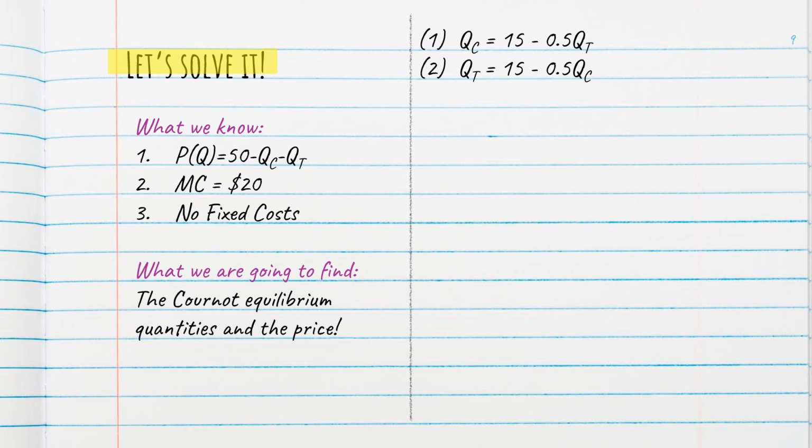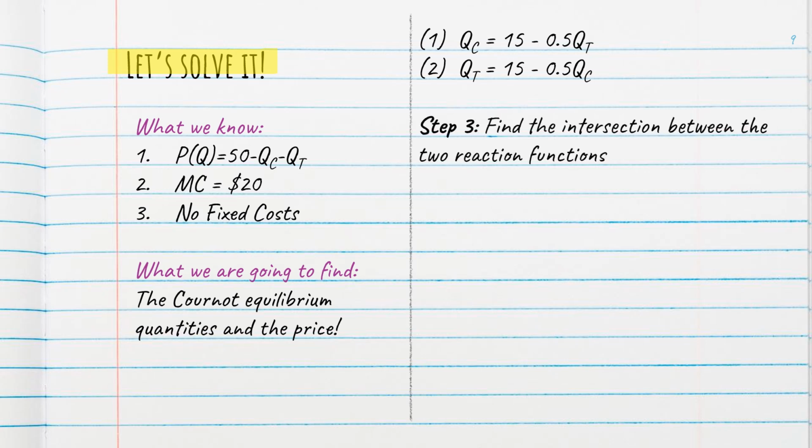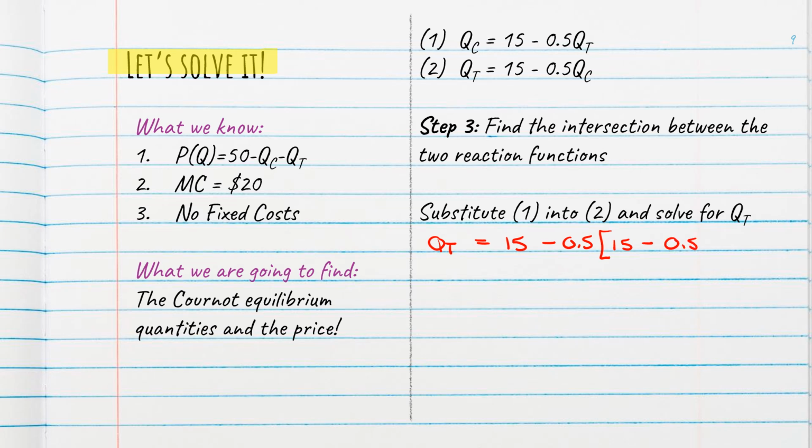Now that we have our two reaction functions, we can remind ourselves that the equilibrium has to lie on both reaction functions, which means it must be at the intersection between these two reaction functions. How do I find the intersection between these two reaction functions? I really just have to solve this system of two equations and two unknowns. There's more than one way you can do it. I'm going to solve by substitution. So I'm going to substitute equation 1 into equation 2. That allows me to eliminate QC and solve for QT. So I have QT is equal to 15 minus 0.5, and in place of QC, I put what I know about it, which is that it's 15 minus 0.5 QT.